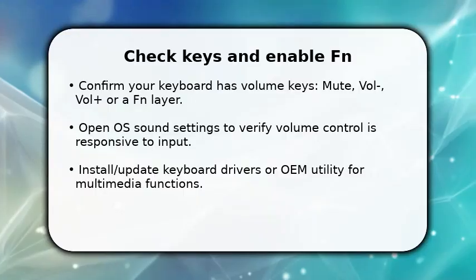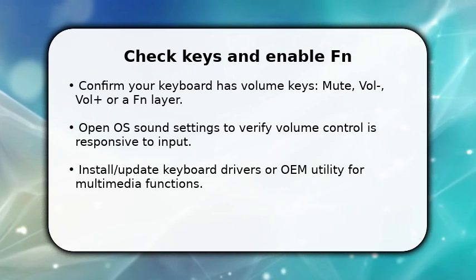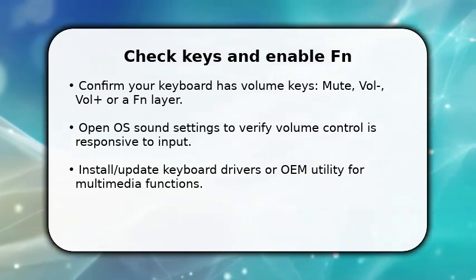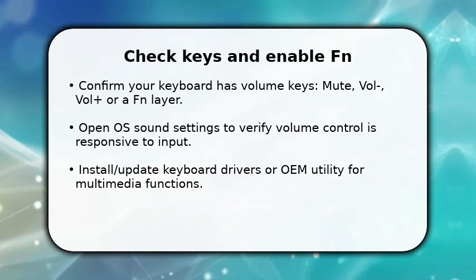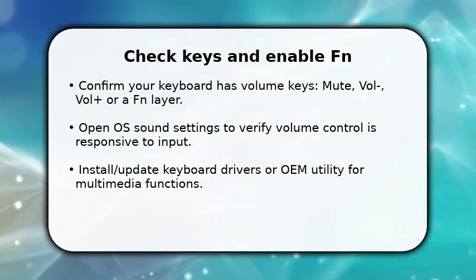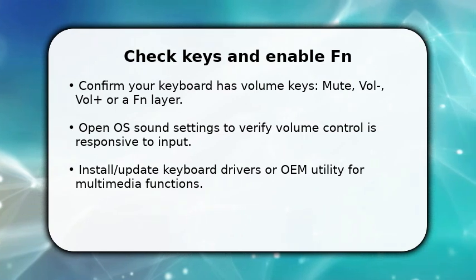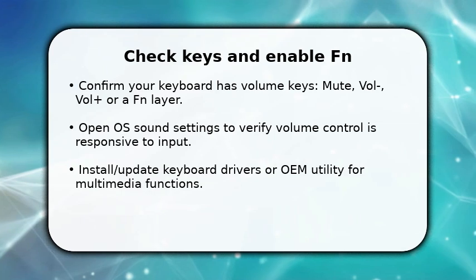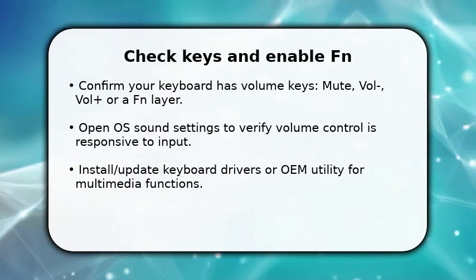Enjoy the video. You'll start by confirming the physical controls and enabling the function layer. Once you locate mute, volume down and volume up, or an FN secondary, make sure the FN lock is off so keys send multimedia signals. If keys do nothing, open sound settings and press a key while watching the volume indicator. That proves the signal reaches the OS.